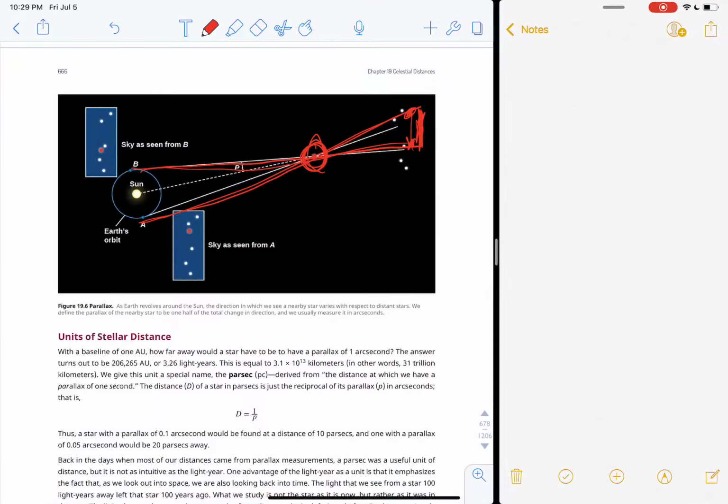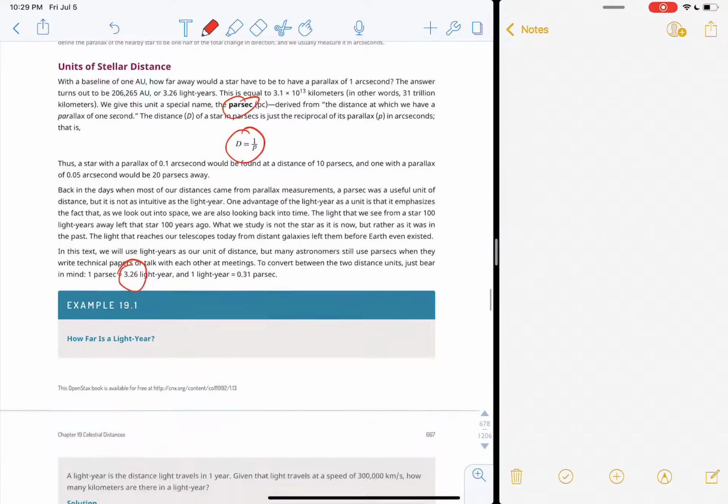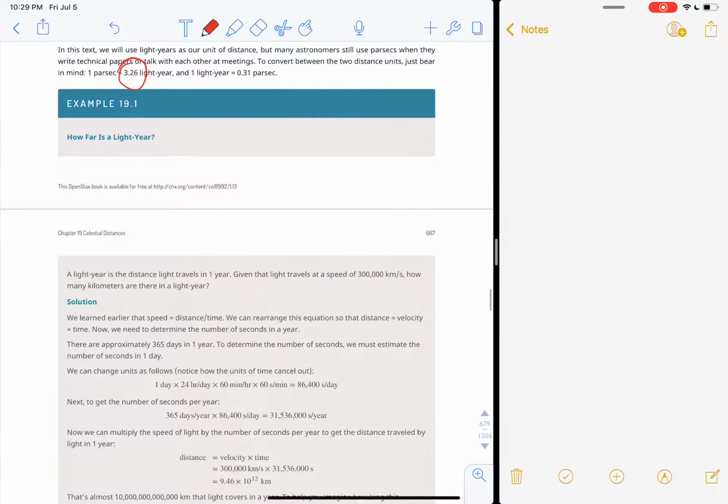Okay, there we go. The unit for distance is called the parsec. It's about 3.26 light years. So there is no star that is 1 parsec away, because the closest star is over 4 light years away. But just by definition, the parsec ends up being 3.26 light years.